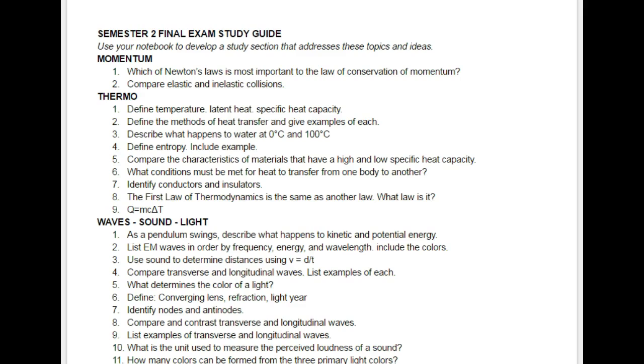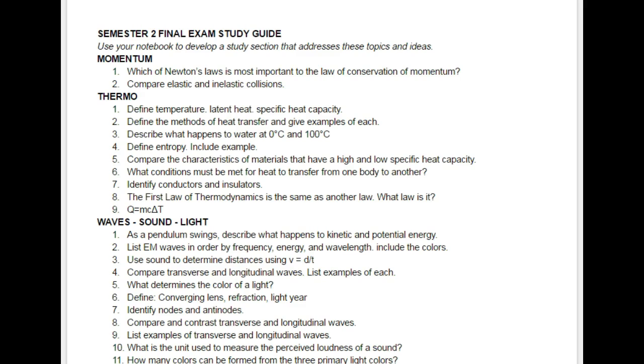For momentum, we're looking at Newton's first law. So this is going to be Newton's third law, the law of equal and opposite reaction forces. It's the same thing in the law of conservation of momentum. You can't lose the total product of mass and velocity. It has to be the same. If it's not the same, it's escaping somewhere.